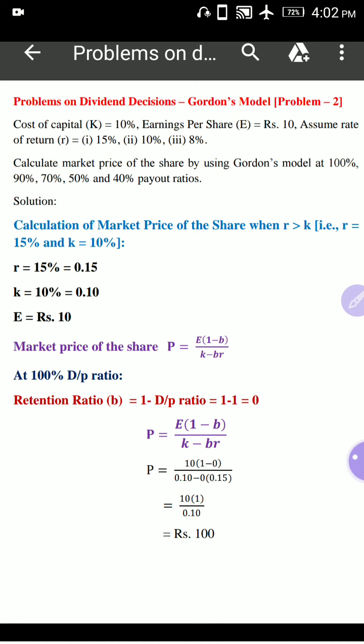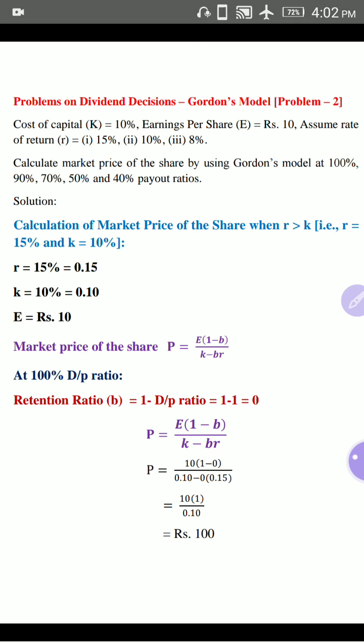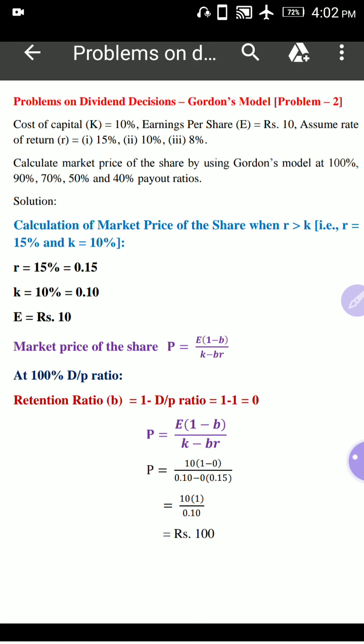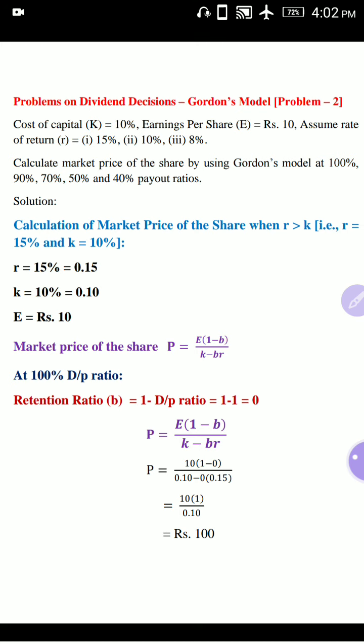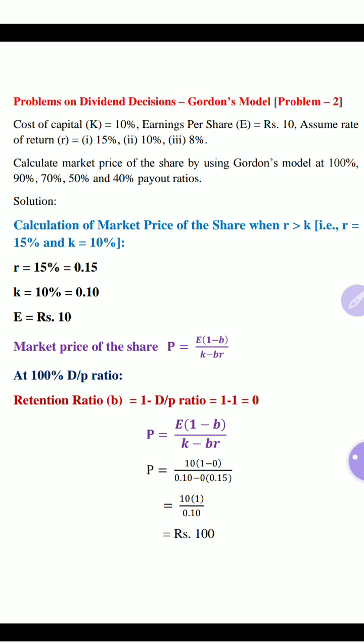Cost of capital K is equal to 10%. Earnings per share E is equal to rupees 10. Assume the rate of return R is equal to 15%, 10% and 8%. Calculate the market price of the share by using Gordon's model at 100%, 90%, 70%, 50% and 40% payout ratios.